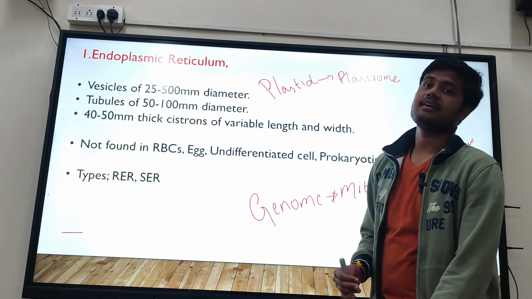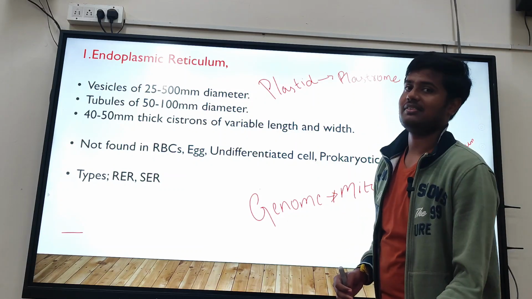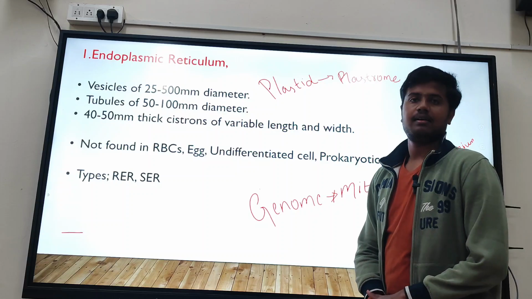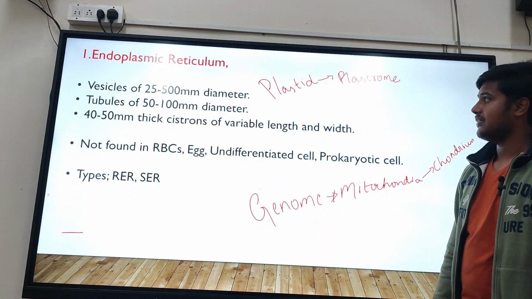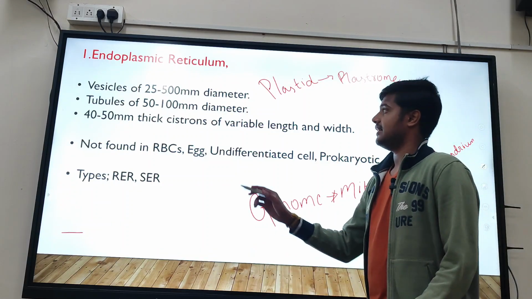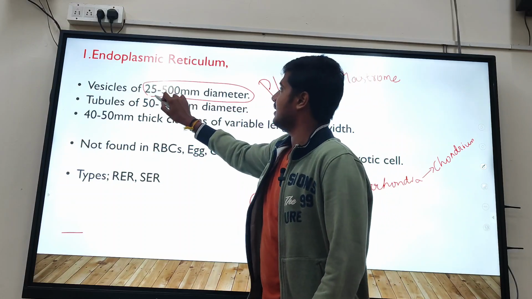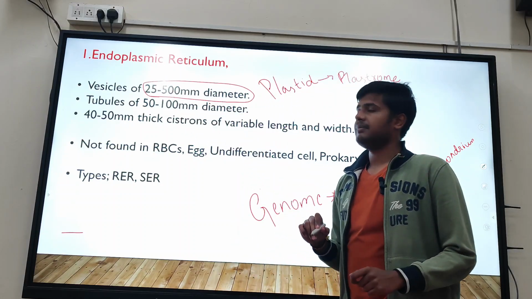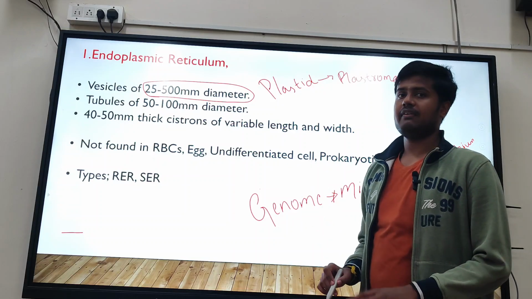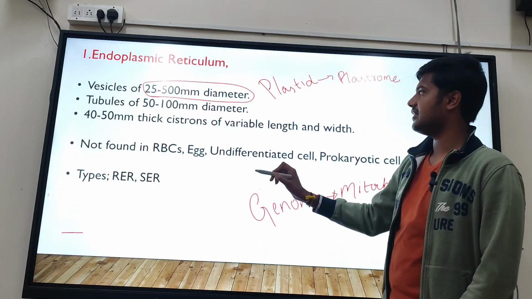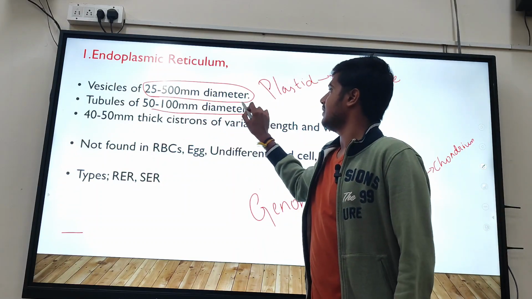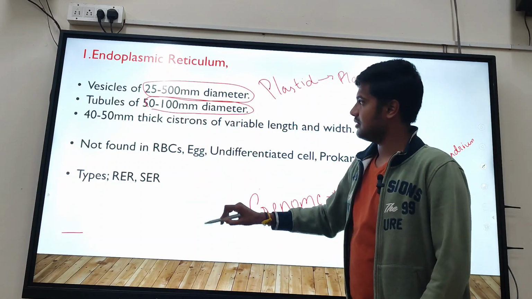By telling this, let's start with the cell organelles. Our first cell organelle is endoplasmic reticulum. Vesicles of 25 to 500 millimeter diameter are present in endoplasmic reticulum. In the microtubule, tubules of 50 to 100 millimeter diameter are present. You know tubules?